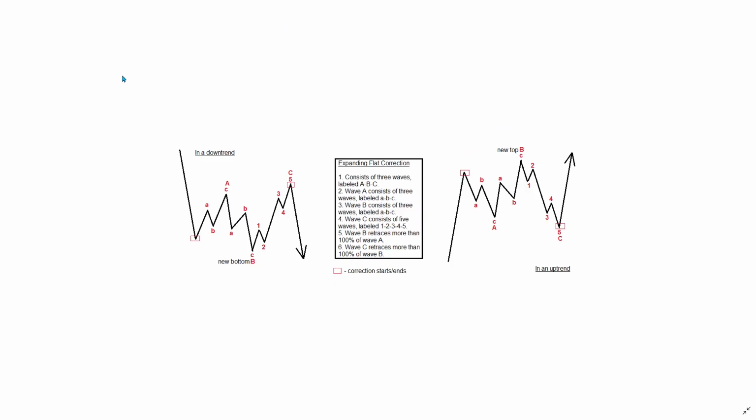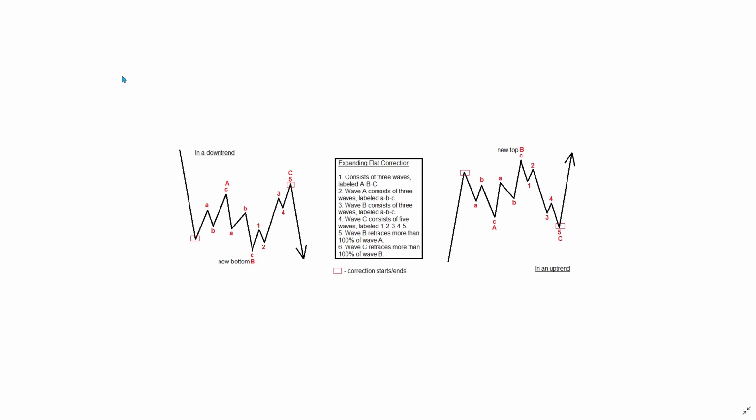If you think that corrections are movements against the larger trend, you are absolutely right. But if this is true, why should we expect a correction to make a new bottom in a downtrend or a new top in an uptrend then? Because sometimes the power behind the trend is so much that its inertia forces the retracement to a new extreme.